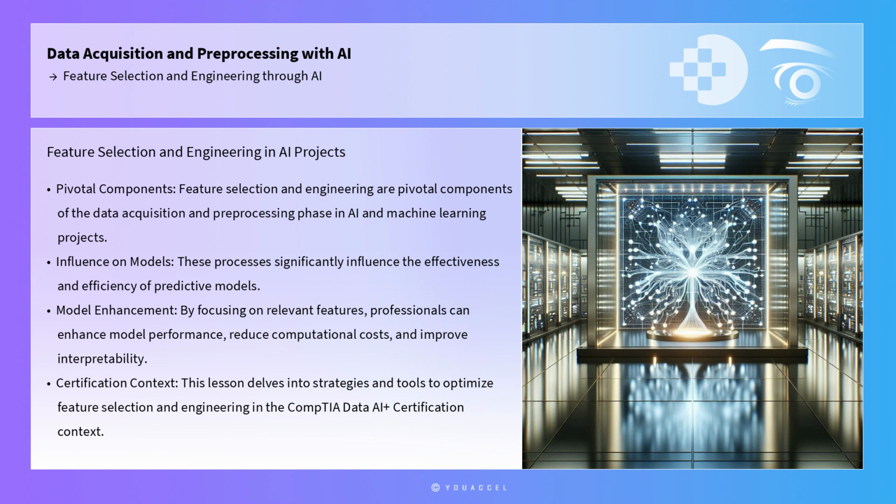Feature selection and engineering are pivotal components of the data acquisition and pre-processing phase in artificial intelligence and machine learning projects. These processes significantly influence the effectiveness and efficiency of predictive models. By focusing on the most relevant features and transforming raw data into meaningful inputs, data scientists and AI professionals can enhance model performance, reduce computational costs, and improve interpretability.